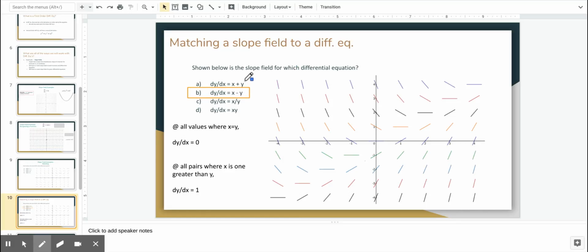Because if I chose x plus y, then at 1, 1, the slope wouldn't be 0. It would be 2. That doesn't make sense. With dy dx equals x divided by y, at 1, 1, the slope would be 1. So that's gone. Dy dx equals x times y, again, at 1, 1, that slope should be 1, not 0. So that one's gone. You can definitely use elimination, but for some of them it is a lot easier and a lot quicker if you just recognize those really key characteristics and work off of that.